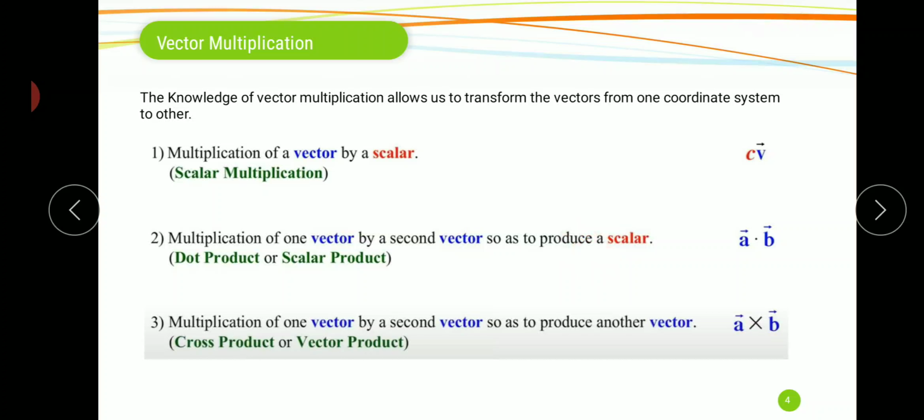That is the important point. So here a bar dot b bar value is always equal to a scalar. So that's why this type of product is named the scalar product.